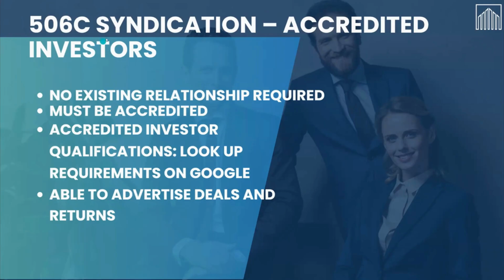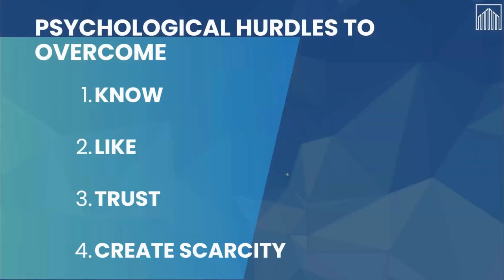If you set up a 506C syndication, that means you're going after accredited investors. It can be friends and family, but you have to prove their accreditation status. Yeah, they have to verify their income or verify their net worth. They've got to be worth, I believe, $1 million without their primary residence. But the cool thing with 506C is you can advertise. So you can put ads out there and try to aggregate investors together.